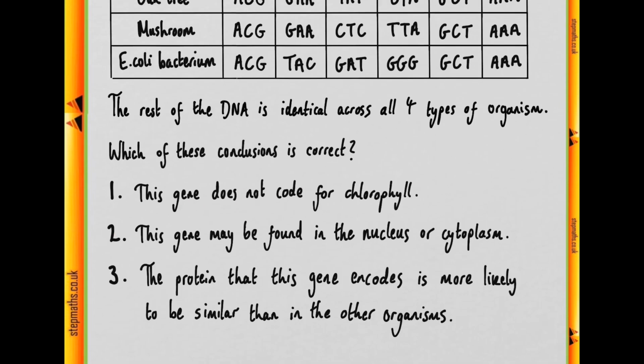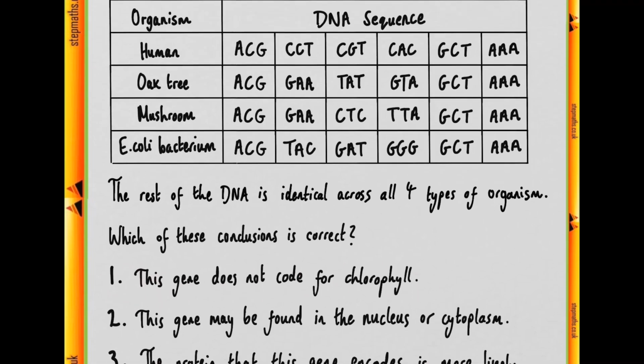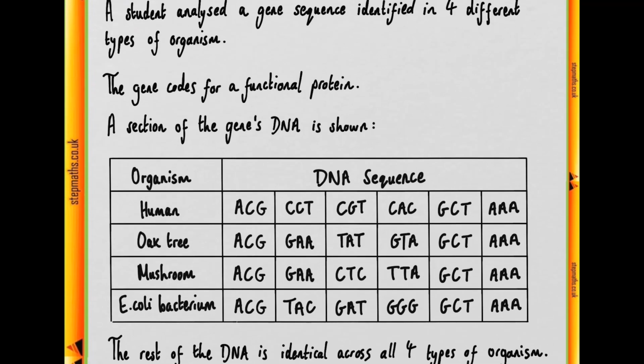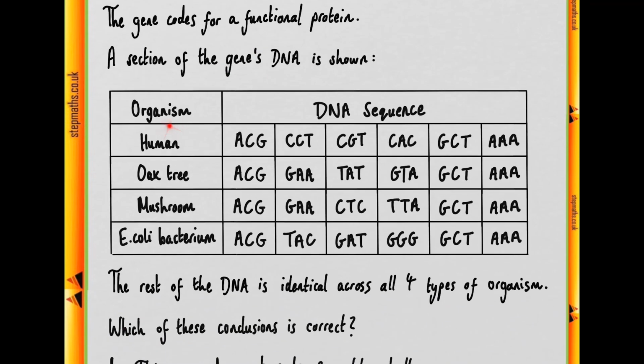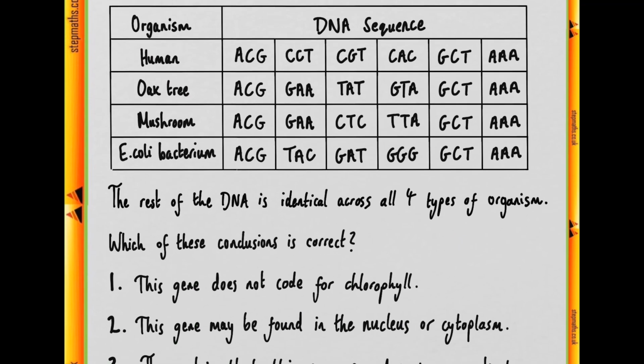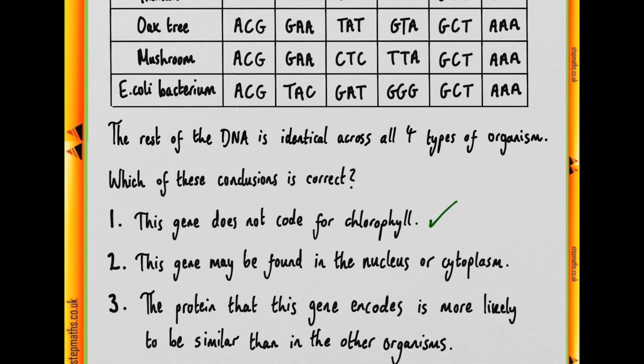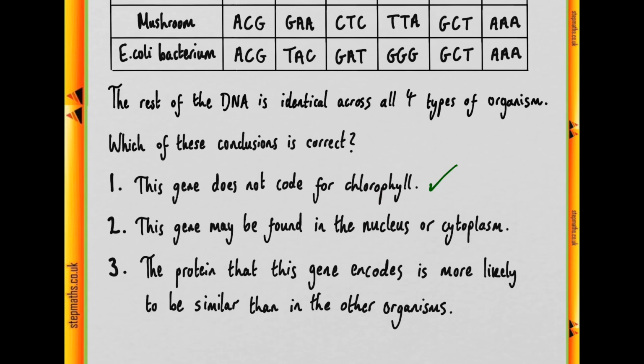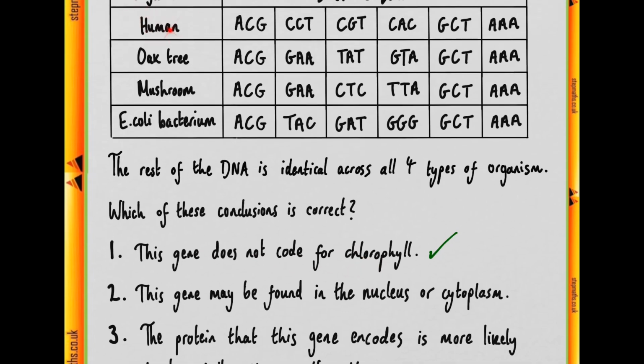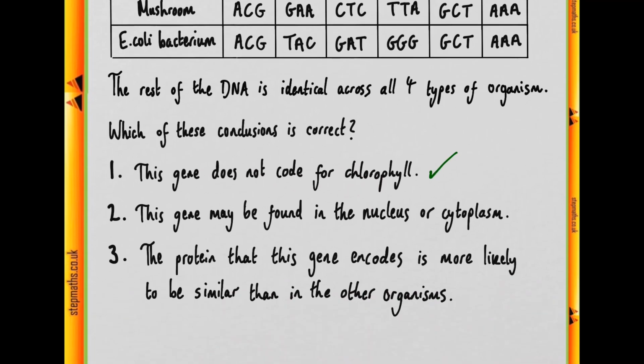Firstly, does this gene code for chlorophyll? So the student concluded that the gene did not code for chlorophyll, and why might he have done that? Well, since we're told that the gene codes for a functional protein, and we have a human here as one of our organisms in which this is supposedly a functional protein, this must be true. This conclusion must be correct. It can't code for chlorophyll because humans don't have functional chlorophyll.